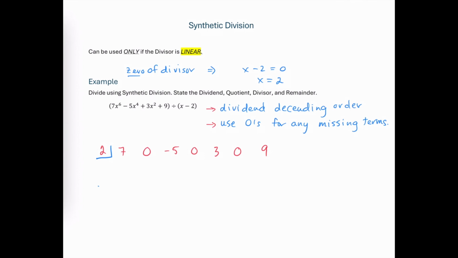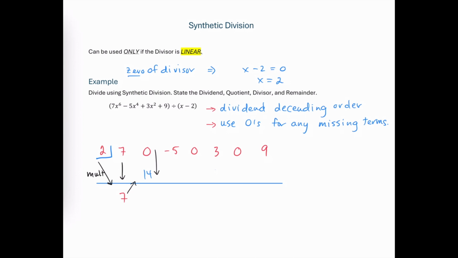Once we've written down all our coefficients, we're going to draw a horizontal line here, and we're going to leave a lane of space under our coefficients for some work. And now we're going to begin the division process. We start by bringing this first coefficient down. So 7 comes down. Then we're going to take the 2 and multiply it by the 7. So we're going to be multiplying on the diagonals. And that product is going to come up and under the next coefficient. 2 times 7 is 14, so that comes up under the next coefficient.